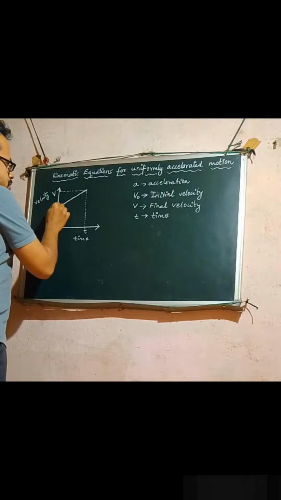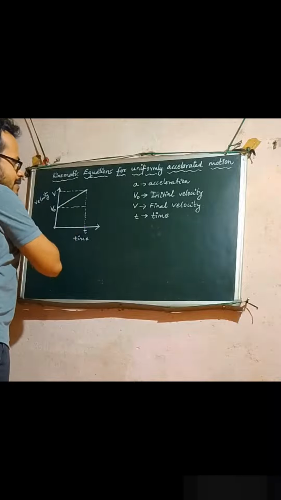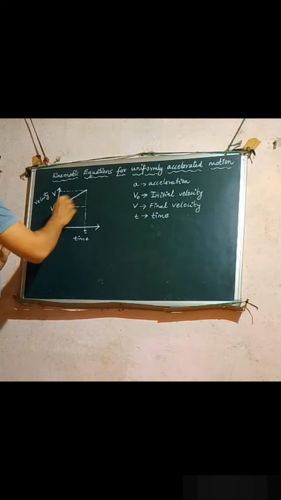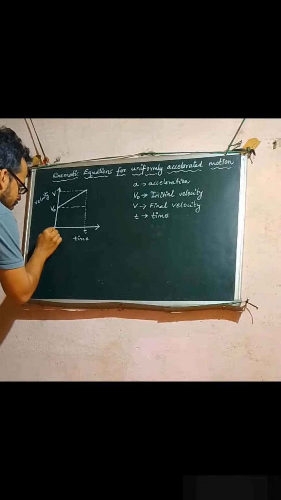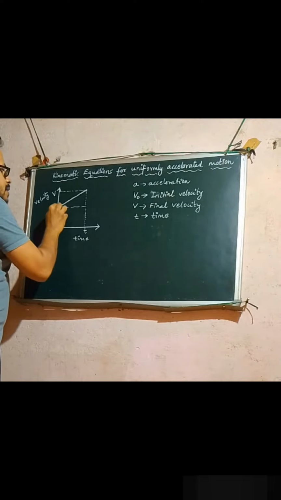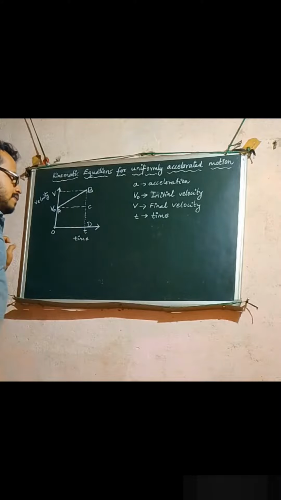Now let me join this point, that is v0, to this perpendicular line, so that I will get a triangle here and a rectangle here. So I will name the points as O, and here A, B, C and D. For my convenience, I have given some names. It should not be the same. You can change it.